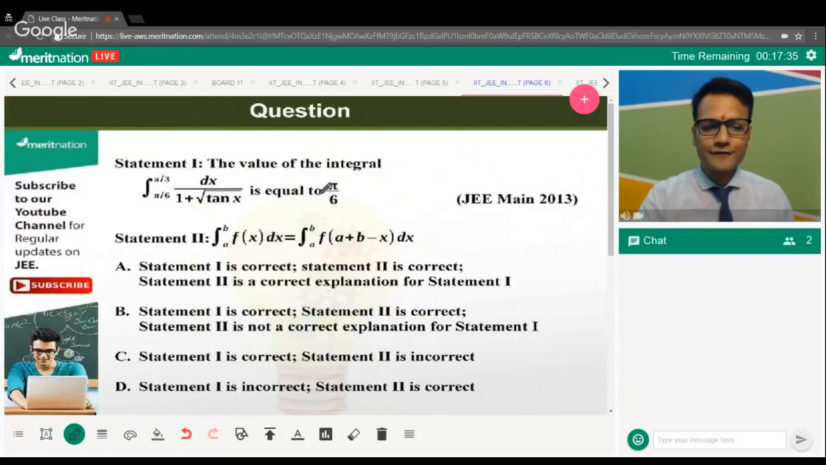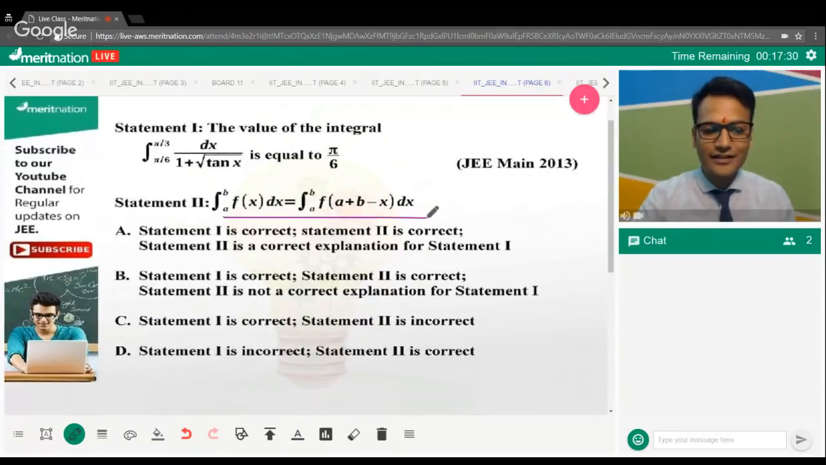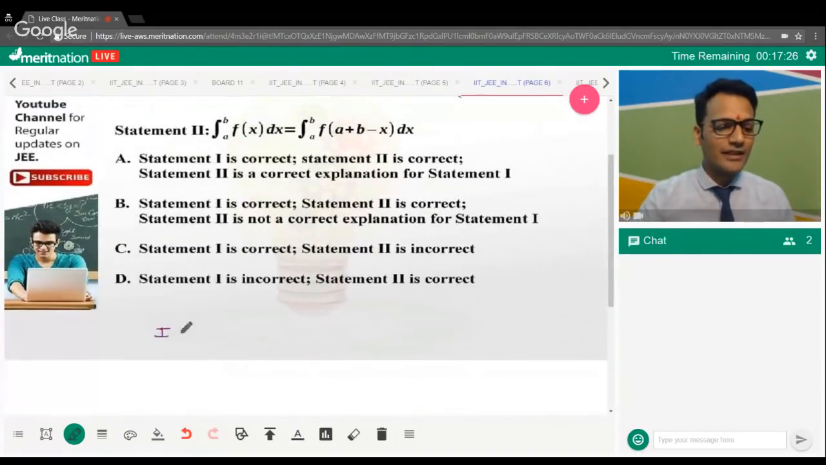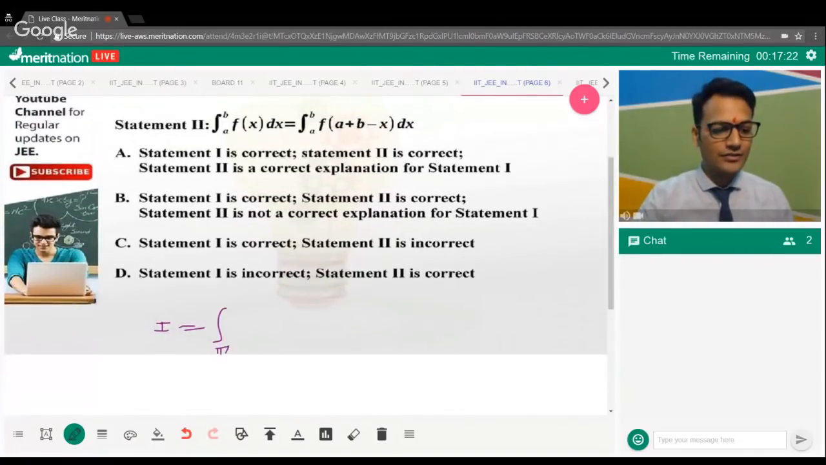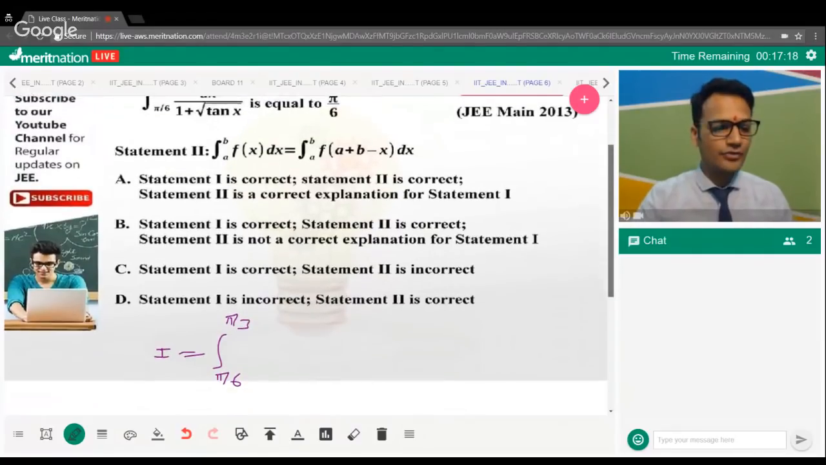Let's solve the first one first, and figure out whether we are able to get pi by 6 or not. The hint is already given, use this if possible. So you will say, okay, I is basically equal to what? I is equal to the integration from pi by 6 to pi by 3. And I hope most of us would be able to do it. It's a simple question.